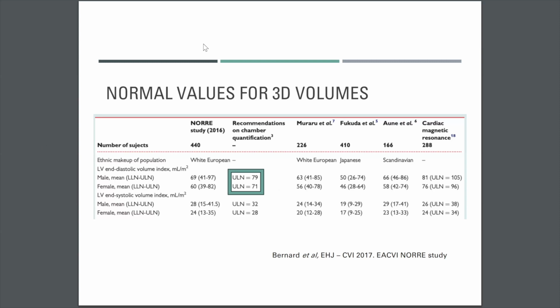And I put this up as a reminder that chamber sizes can vary vastly between different ethnicities. And here we have multiple studies across different parts of the globe. And we can see that Southeast Asians tend to have a bit of a smaller ventricle, probably compared to some of the European populations. That's just something to keep in mind. And so we can see 3D volumes are very, very similar to volumes obtained using CMR, which is the gold standard for LV volume assessment.